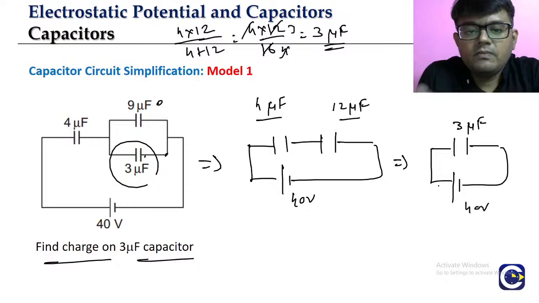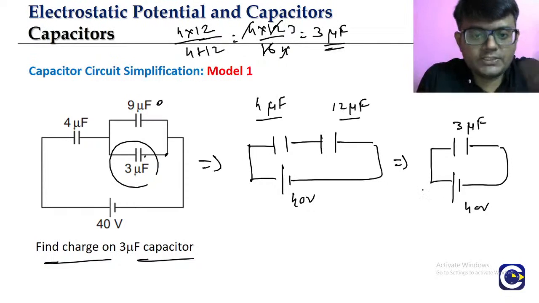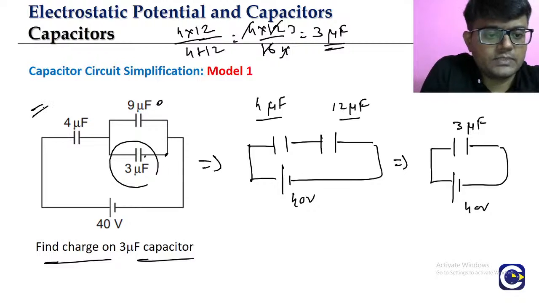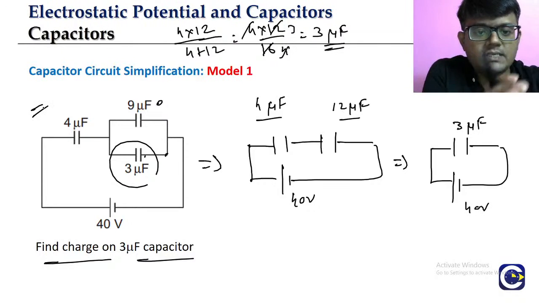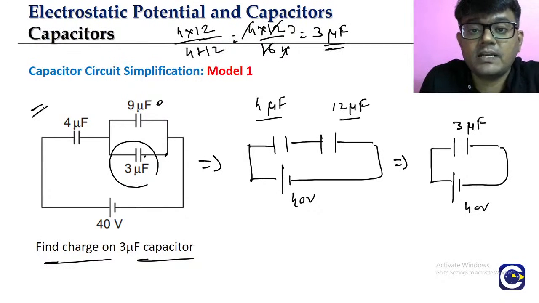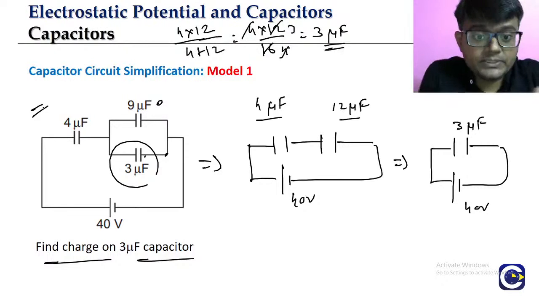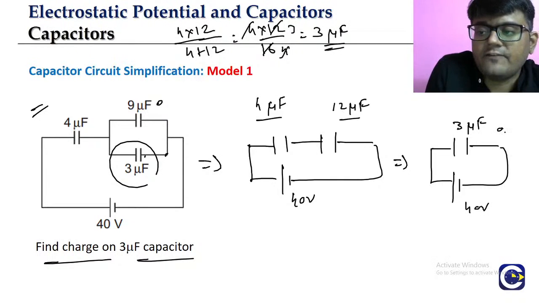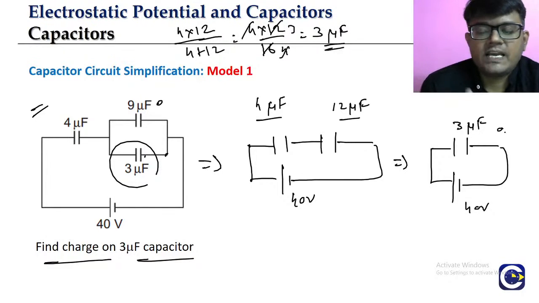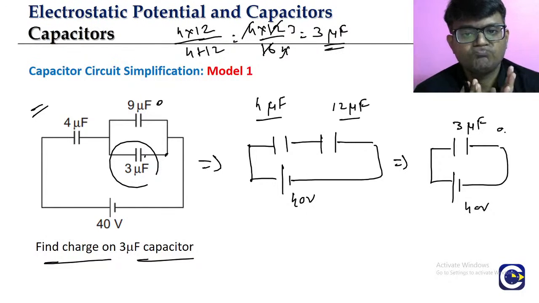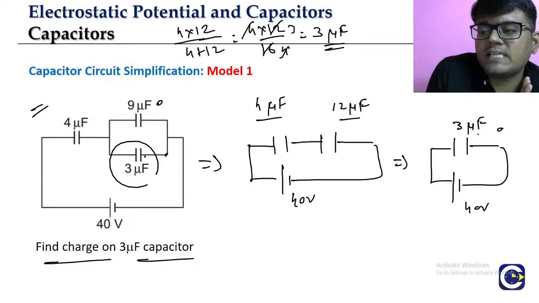Now we will try to work backwards. This is a typical model: they will give a set of capacitors in series, and then some parallel combination, and they will ask particularly what is the charge on this 3 microfarad, or what is the charge on the 9. In such questions, first we have to fully simplify the circuit step by step. After simplifying, we get the final equivalent capacitance, which is 3 microfarad.